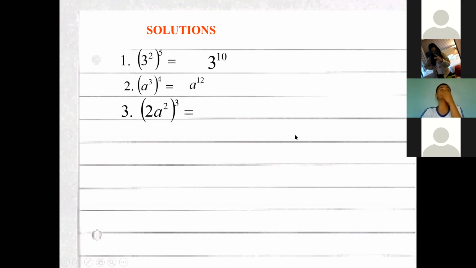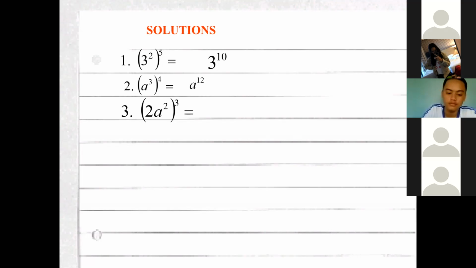Number 3. 2a to the power of 6. Tanawa ha? 2a to the power of 6. What is wrong with the answer of Jamie this time? Take note that 2 is part of the value that is being raised in the parentheses. So therefore, isali mo si 2 sa pagbigay ng exponent na 3. Hindi lang si A. Tingnan nyo yung maigi ha. This still falls under power of a power rule.